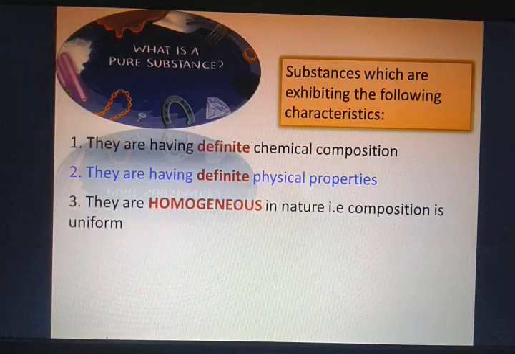What is homogeneous? Let's say, for example, we have taken a piece of chalk, or rather a piece of iron. Now this iron is homogeneous. That is, if this iron is melted, heated, or under normal air temperature, the internal scenario of a particular thing remains unchanged, then it's a pure substance. So what's the criteria? The first is definite chemical composition.